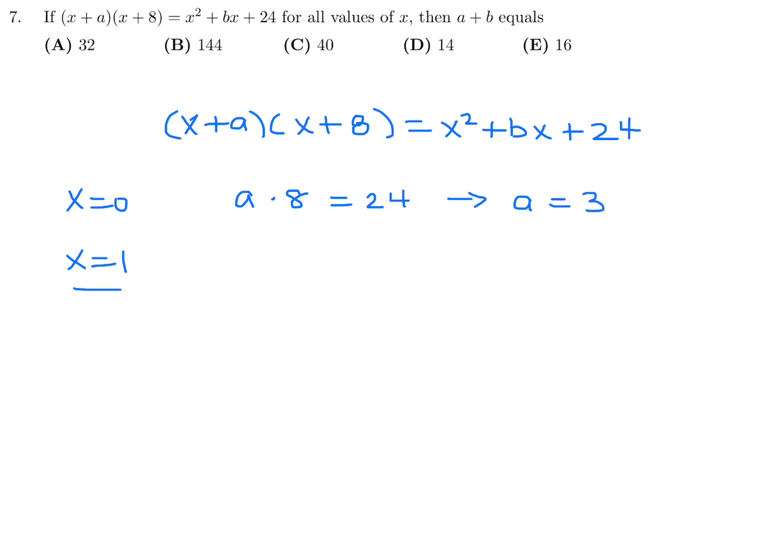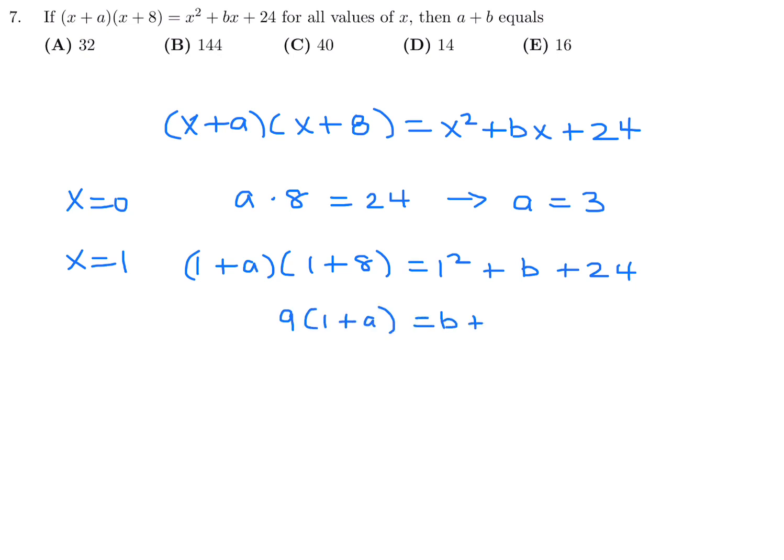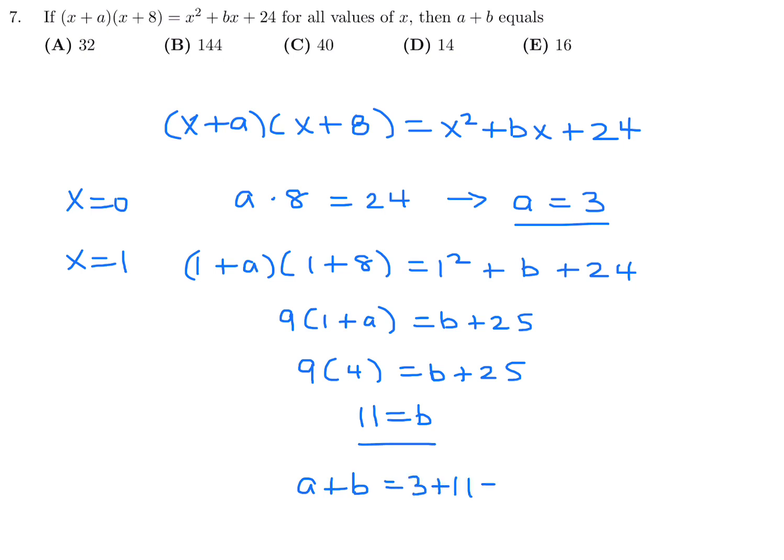Now let's plug in 1 for x. That means 1 plus a times 1 plus 8 is 1 squared plus b plus 24. That means 9 times 1 plus a is equal to b plus 25. Well, a is 3, so I can just put that in. So that's going to be 9 times 4 is b plus 25. So that's going to be 36 minus 25, which is 11 for b. a is 3, b is 11, therefore a plus b is 3 plus 11, which is 14. Number 7, the answer is D.